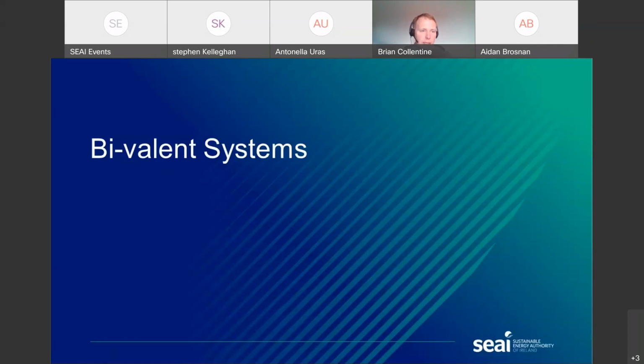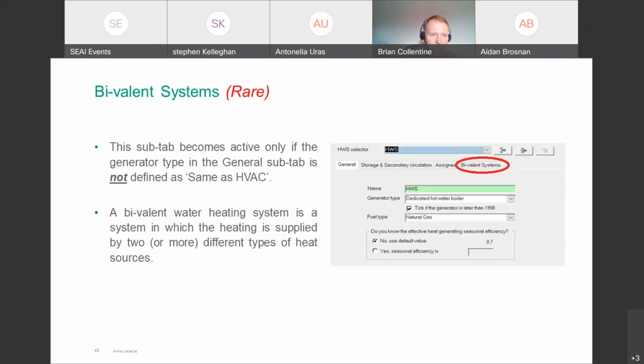So moving on to bivalent systems. As I said at the start, these are quite rare. You don't come across them too much. Certainly you come across them in HVAC systems, a number of bivalent systems. For hot water, not so much, but there is a facility there for it.